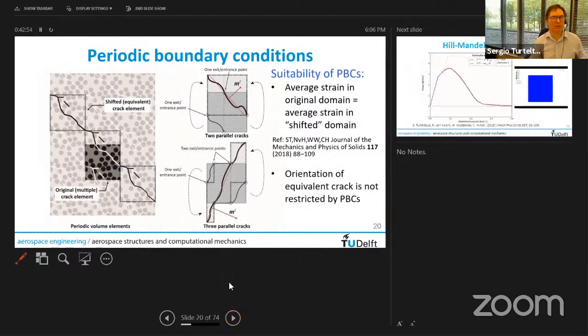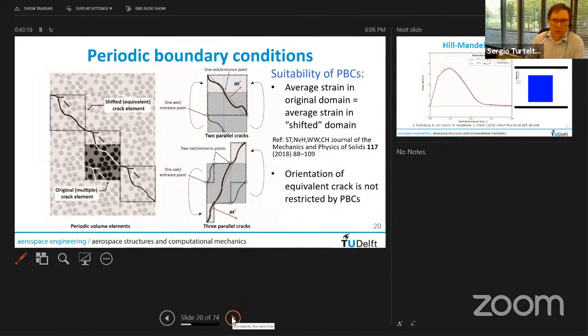And the other point is whether that would limit the orientation of the crack. My claim would be that in principle, no. You could have orientations which are rather arbitrary, and the shift doesn't need to be just to move the square. You could split this into very complex shapes and reassemble them, and then you would get cracks of any kind of orientation.